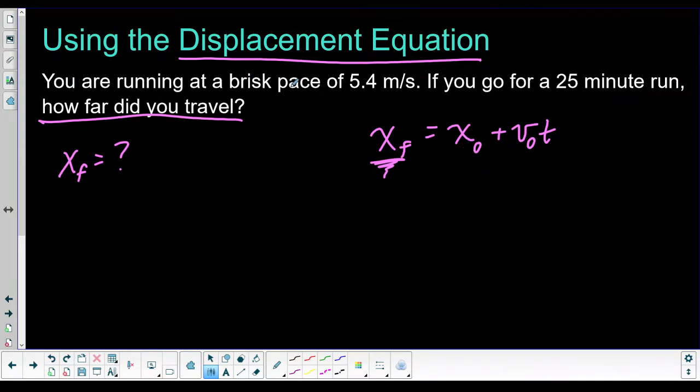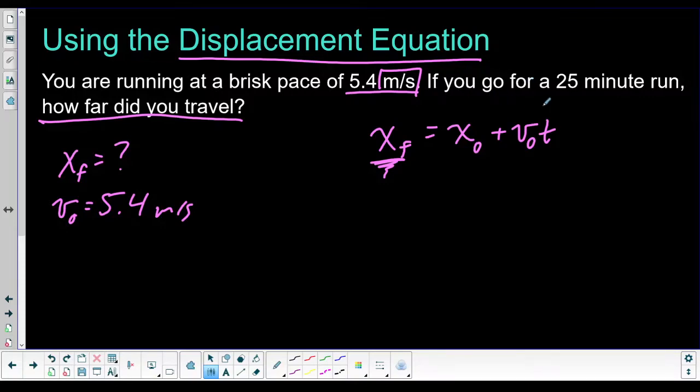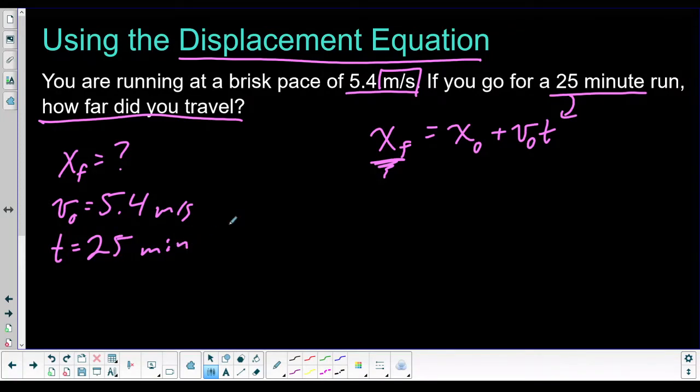You are running at a brisk pace of 5.4 meters per second. Okay, that sounds like a velocity to me, and I can tell because of these units. Meters per second, a distance divided by a time, that's definitely a velocity. So velocity naught equals 5.4 meters per second. You go for a 25-minute run. That sounds like an amount of time to me. t equals 25 minutes. Okay, and that's it. We're out of numbers. There's nothing else in this problem. Now it just asks me how far did I travel.